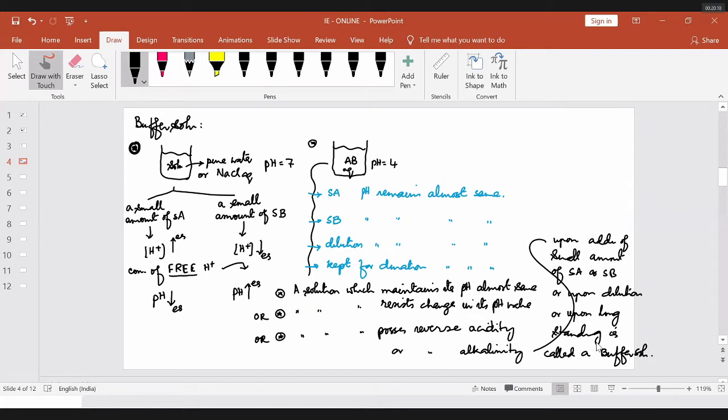This is the way we can say a solution is said to be a buffer solution if it is maintaining its pH almost the same, or it is resisting the change in its pH value, or it possesses reverse acidity. What is the meaning of that? If you add acid, you think the pH goes from 4 to 3 to 1. No, no, it will come back to 4. You are adding base, what are you expecting? It goes to 5, 6, 7. No, no, it will come back. Reverse alkalinity, reverse basicity, reverse acidity. If any solution has this type of property, that solution is called a buffer solution. Take down that.